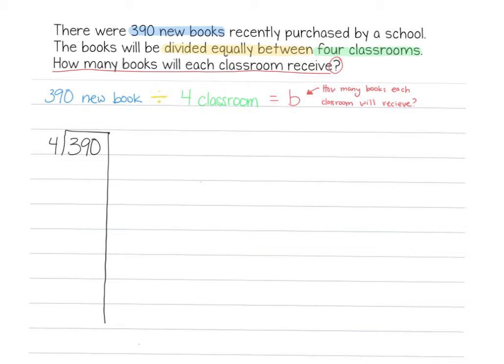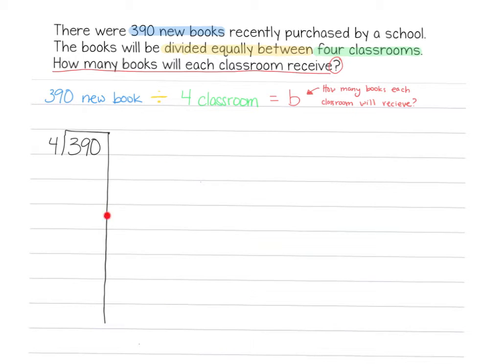300s divided into 4 groups. Well, if I have my 300s pieces, I can't easily divide that into 4 groups. So instead, we're going to exchange our 300s for 10s. Now we have 39 10s. Can we divide 39 10s into 4 groups? Yes, we can because 4 is smaller than 39. But this is a little bit tricky, so we can actually skip count by 4s till we get to 39.